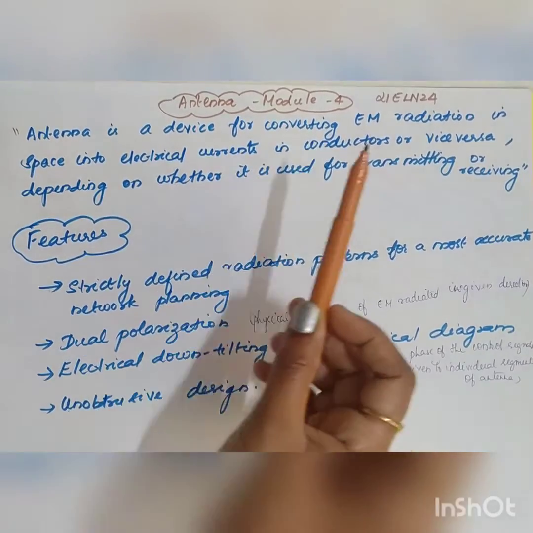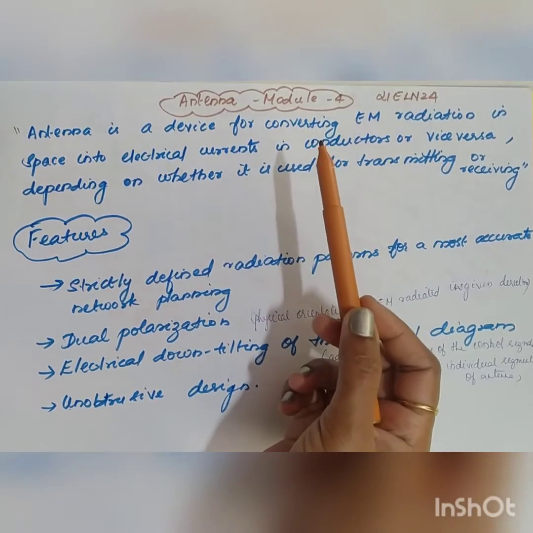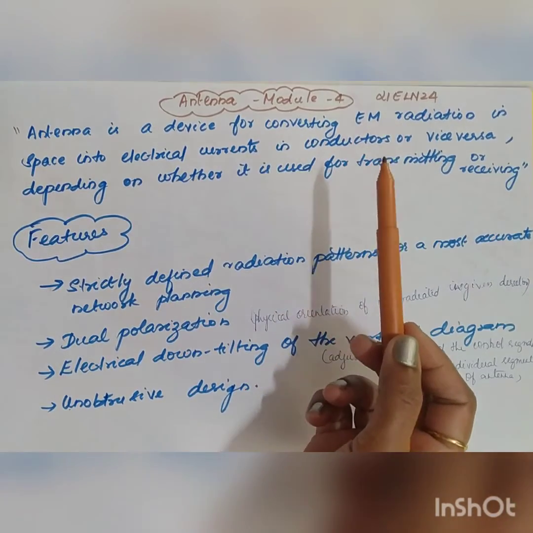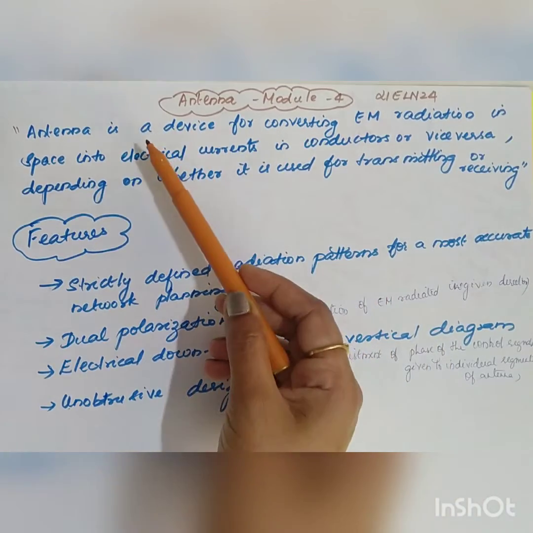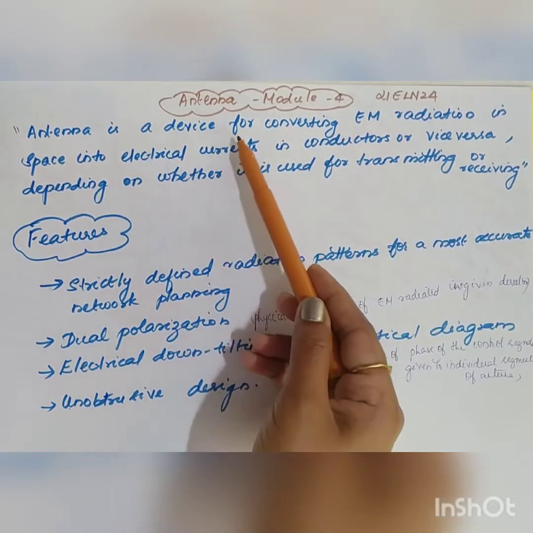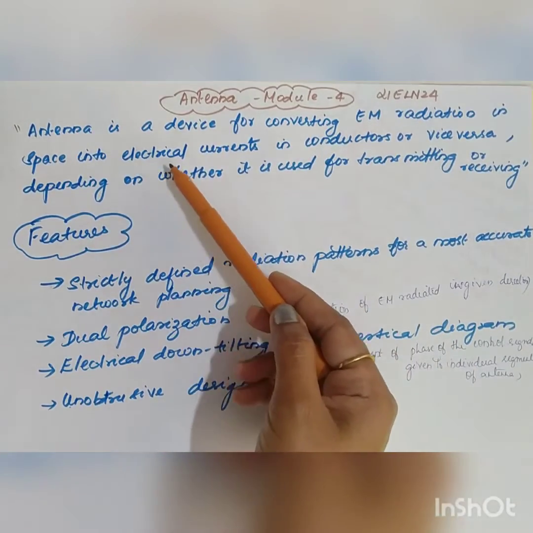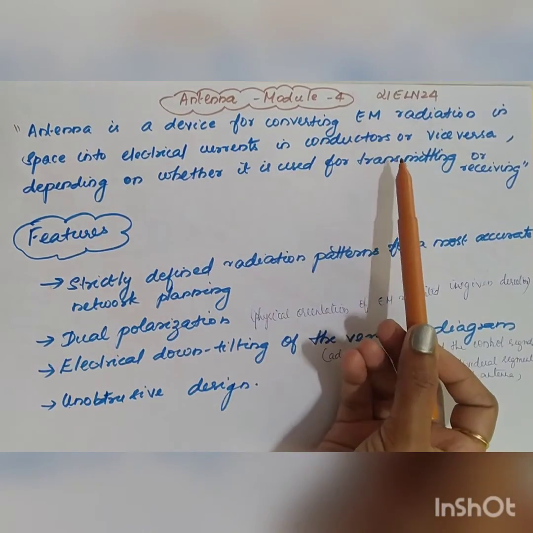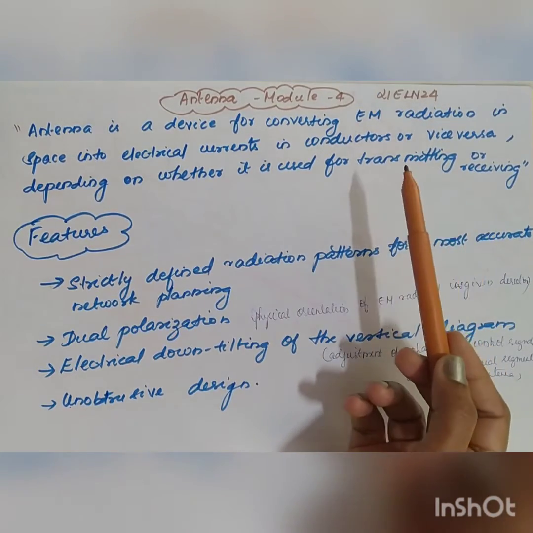The last topic in module 4 is antenna. So what is meant by an antenna? An antenna is a device which is used for transmitting and receiving EM waves. It can be defined as a device for converting the electromagnetic radiation in space into electrical currents in conductors or vice versa, depending on whether it is used for transmitting or receiving.